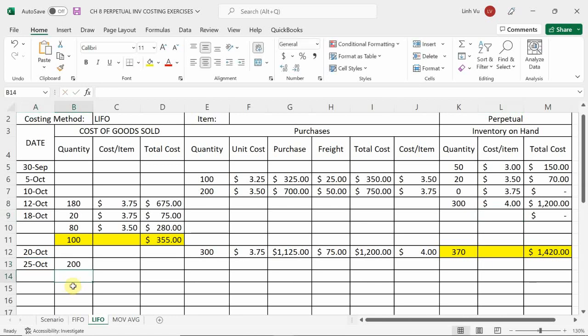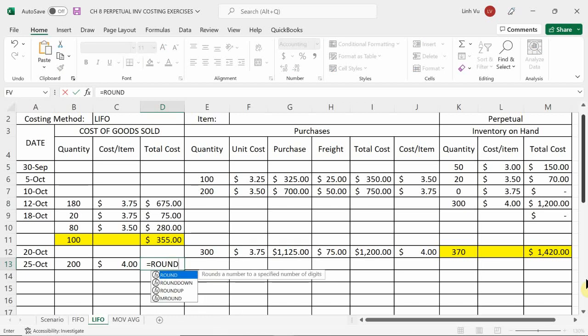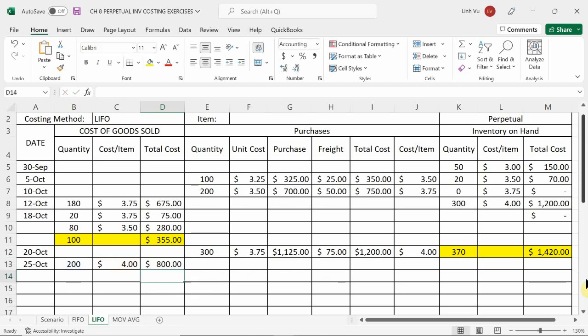So which batch of inventory am I going to take out from now? The 300. We're going to take out from the 300 because that was the last thing that I purchased, right? In this case, right now it's currently costed at $4 each. So what is $4 times the 200 units that you sold? 800. You sold a total of $800 worth of inventory.